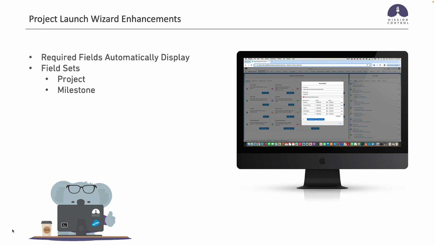So we've made a couple of enhancements to this. Any custom field that you add to the project or the milestone that is made required will automatically display. And you can also further add additional fields via field sets that have been added to the project and milestone. So you've got a lot of options around customizing the launch wizard to make it usable within your own business process rules.